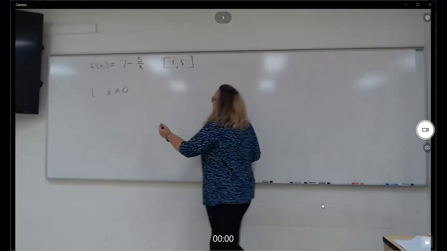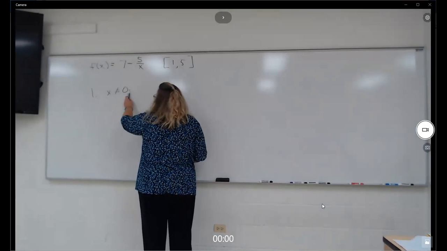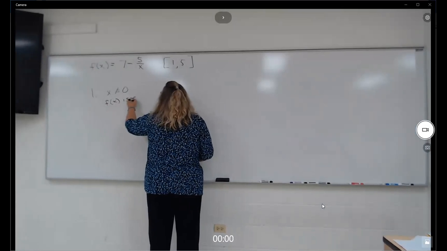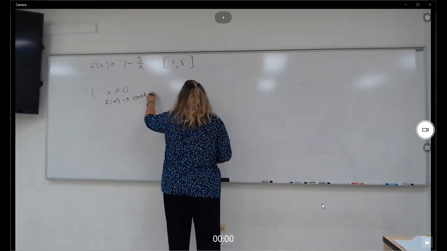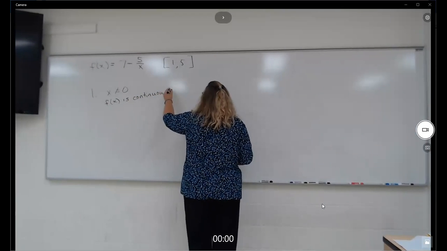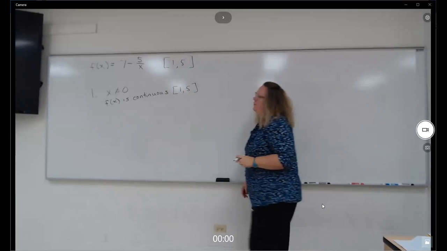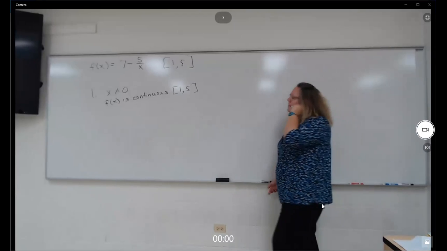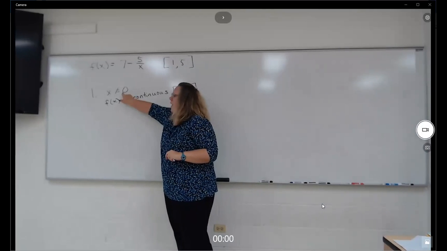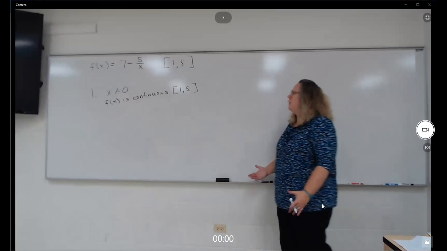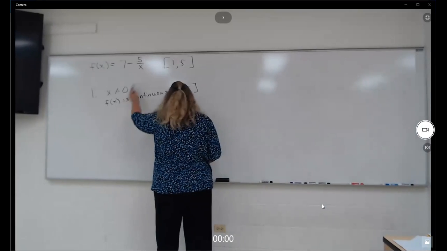So as long as you say, hey, the problem is just where x can't equal 0, then you can say f of x is continuous on the interval, or you can even just write it something like that. To be honest, even on the test, I would be okay if you just put something like x cannot equal 0, just so that I knew you checked, you understood that 0 is not in this interval.